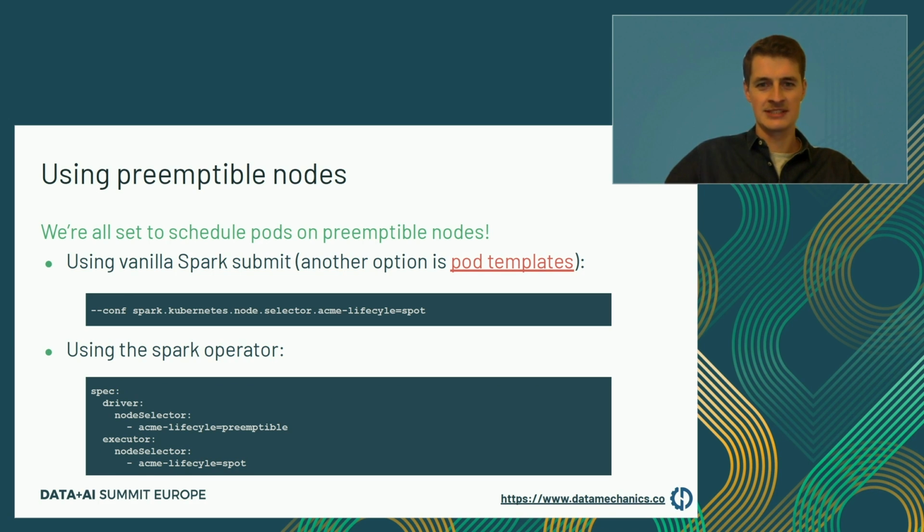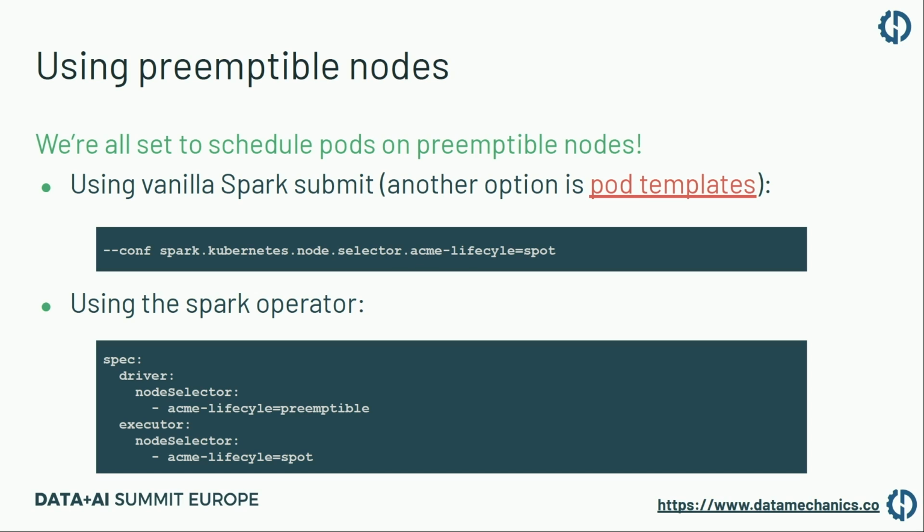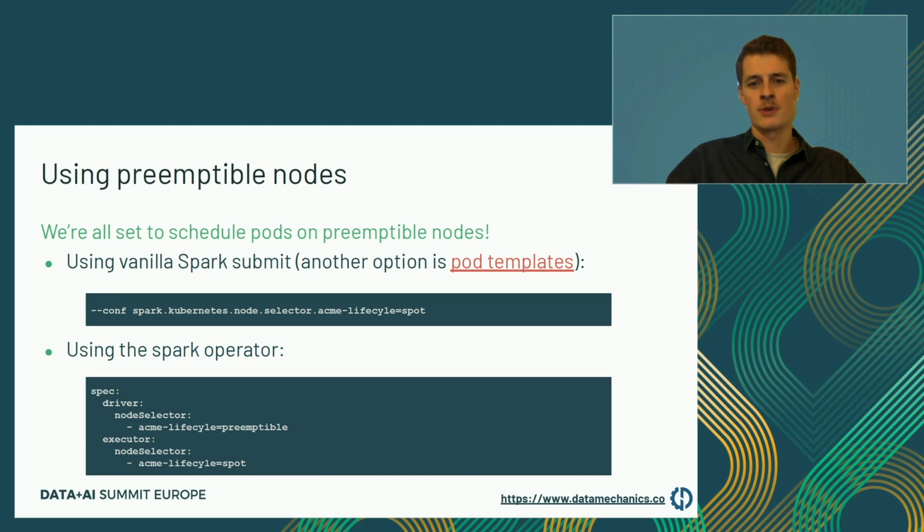Okay, we're finally ready to use node pools with Spark. Below, we show how to configure Spark to use the node pools we just defined. When running Spark Submit, you can add a global node selector for all Spark pods with this Spark configuration. This is slightly limited as the node selector will be applied to both driver and executors. Another option here is to use pod templates, which have a richer API. If you're using the Spark operator, you can define node selectors in a style very similar to the Kubernetes API.